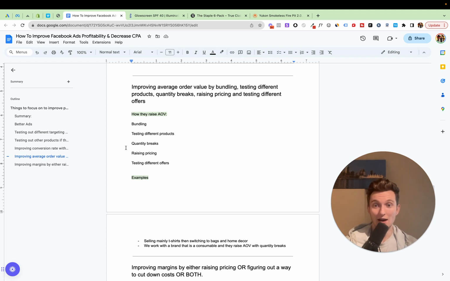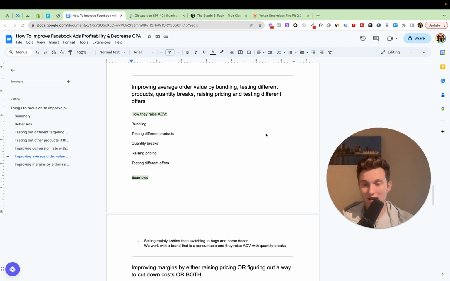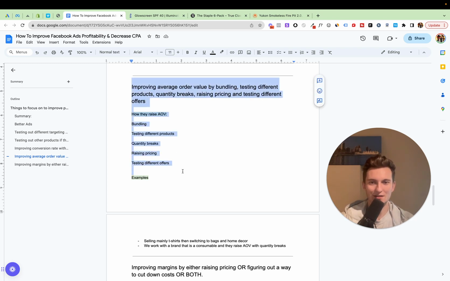Raising pricing, this one, obviously you're going to improve your average order value if you raise prices, and also testing different offerings as well. That's a really good one. Whether it's a discount or, there's tons of different ways to go about it. I would also just look at the space and see what's trending and test different things out. It really just honestly comes down to testing. I'm just trying to give you the frameworks here, but all of these really are the main drivers to raise your average order value.